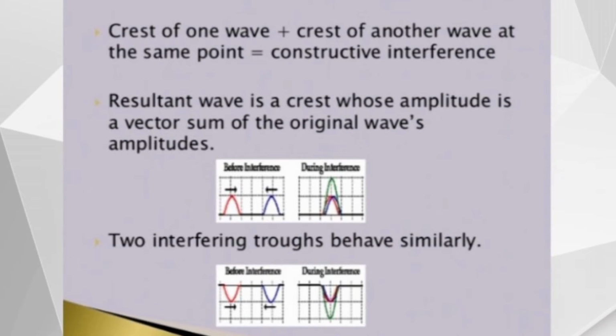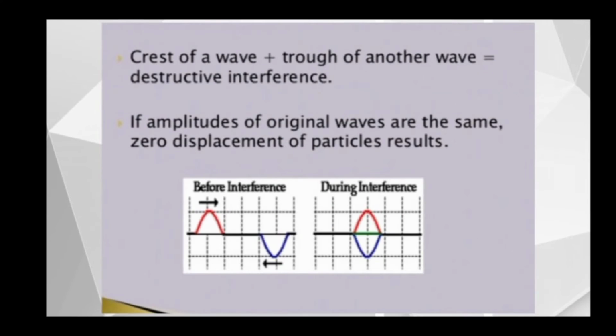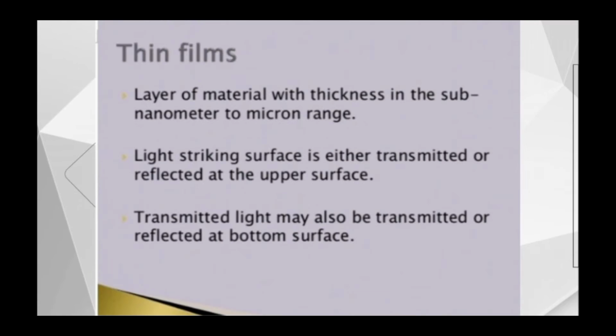Crest of one wave plus crest of another wave at the same point is equal to constructive interference. The resultant wave is a crest whose amplitude is a vector sum of the original waves' amplitudes. Two interfering troughs behave similarly. Crest of a wave plus trough of another wave is equal to destructive interference. If the amplitudes of the original waves are the same, zero displacement of particles results before and during interference. Thin films. It is a layer of material with thickness in the subnanometer to micron range.